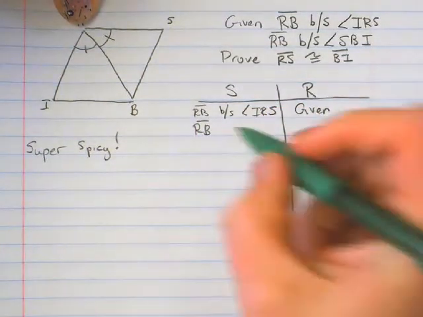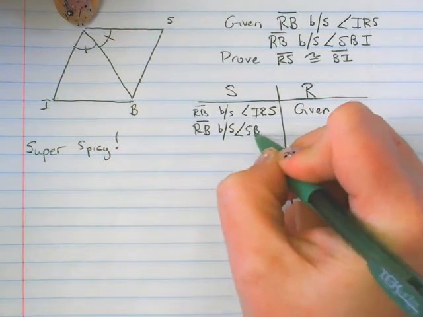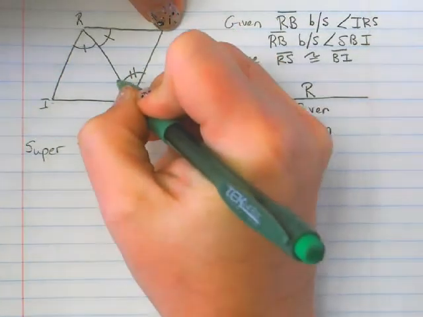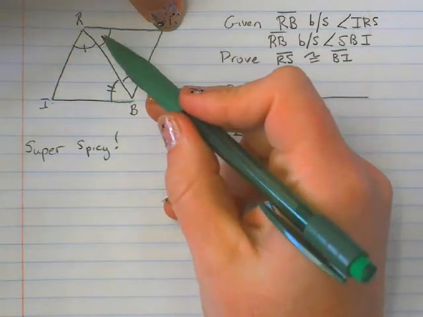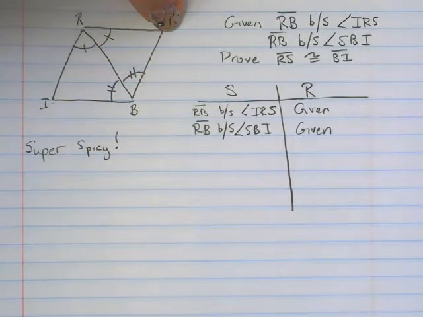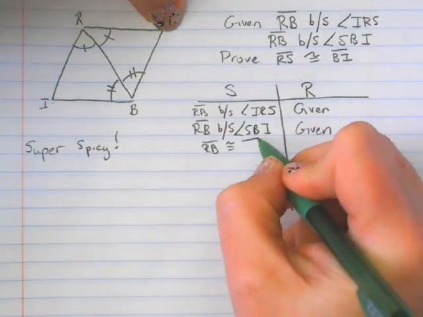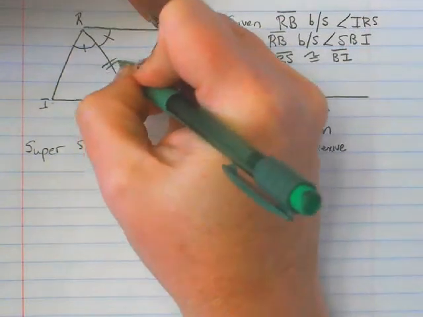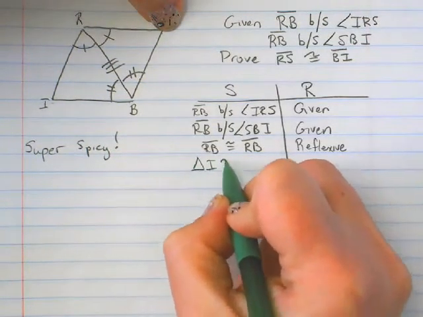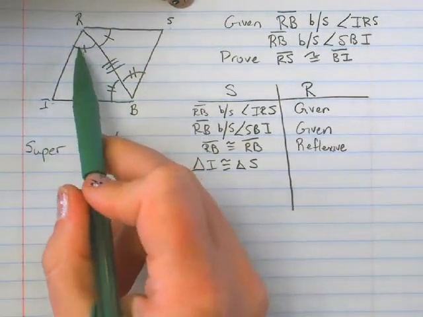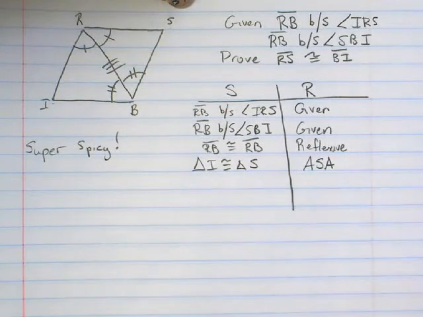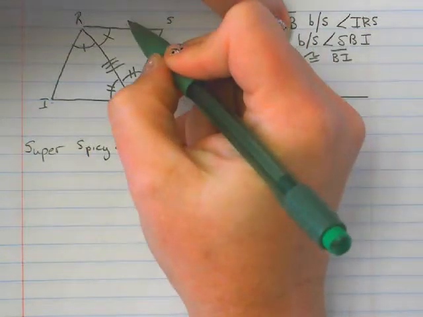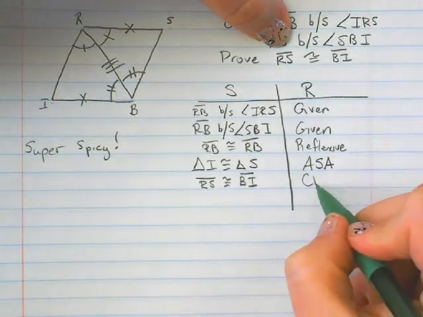Side RB is doing a lot of stuff. It also bisects angle SBI. It's given to us. We have to be careful and say that this is a different angle measurement. Our bisection doesn't create the same measurement on both ends. RB is congruent to RB because of the reflexive property. I have triangle I congruent to triangle S because of blank, blank, blank, angle, side, angle. So now I can say that side RS is congruent to side BI, and it's a part, so it's CPCTC.